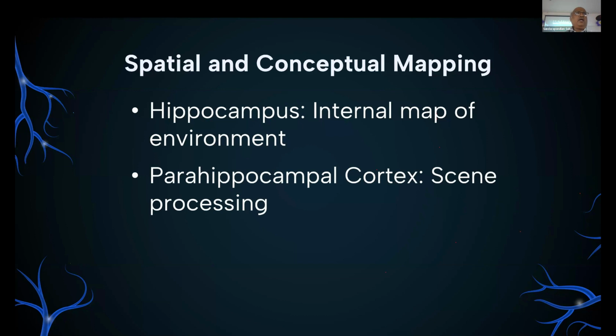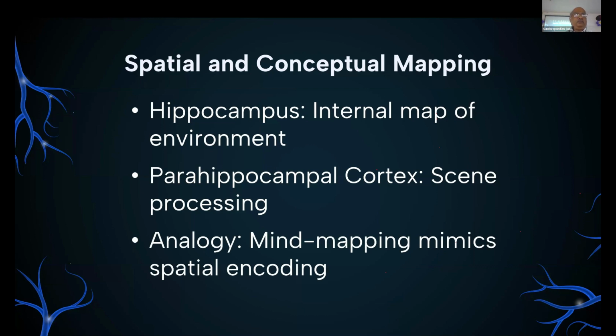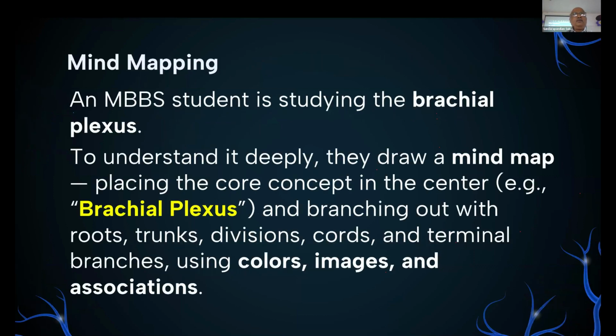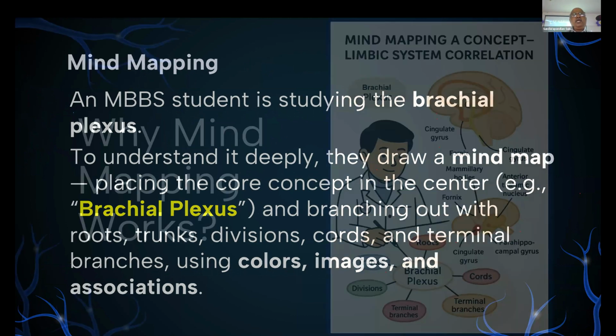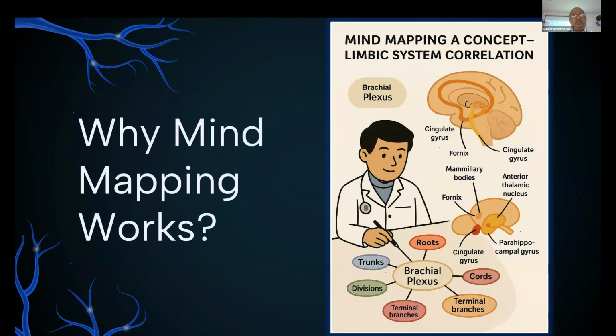So can you think about the brachial plexus now? Brachial plexus, various things. Can you imagine it in front of you? That is scene processing. That is done by your parahippocampal gyrus. That is nothing but your mind map. We will see one live example now. Same brachial plexus. What are the various stages? Can you recollect now? We have the root stage. See that, that is the mind map, isn't it?